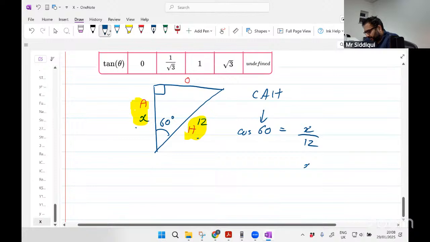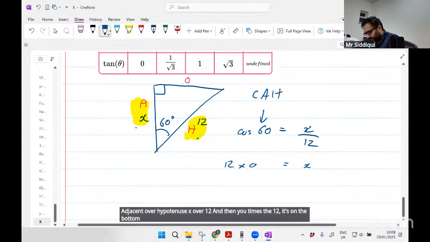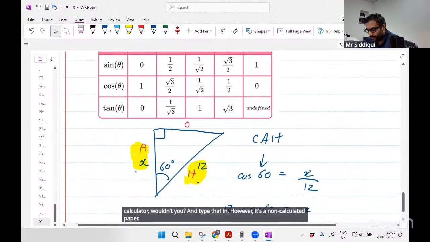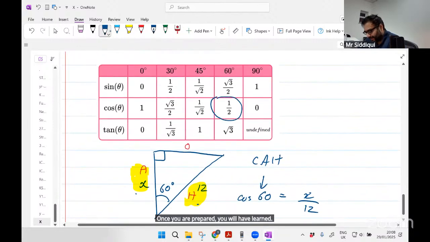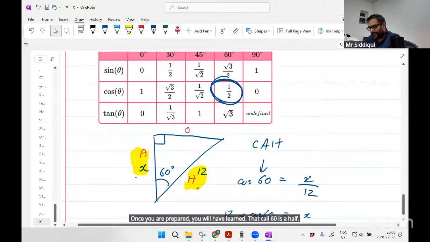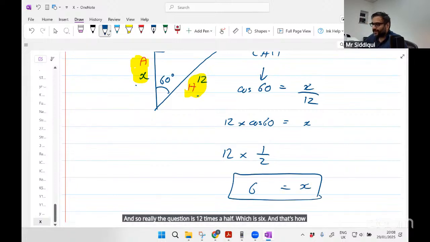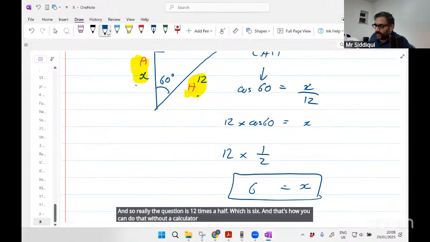And then you times the 12 that's on the bottom. So 12 times cos 60. Ordinarily, at this point, you would pick up a calculator, wouldn't you, and type that in. However, it's a non-calculator paper. But once you are prepared, you will have learnt that cos 60 is a half. And so really the question is 12 times a half, which is 6. And that's how you can do that without a calculator, using exact trig values.